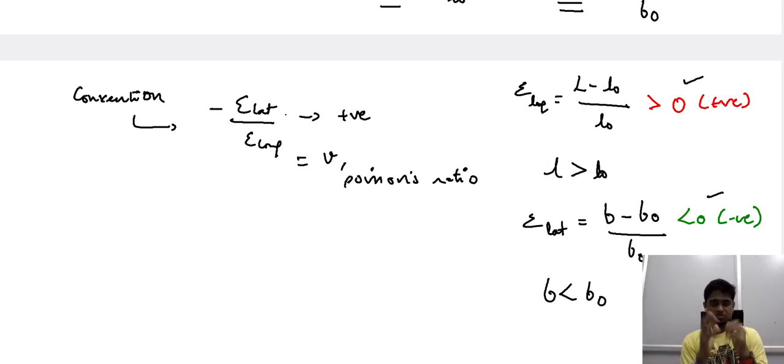So when you see a metal or an alloy that exhibits a lateral shrinkage when you impose a uni-axial tensile loading, so there is an increase in length, and in addition to the increase in length you observe a decrease in the lateral dimension, then that material exhibits a positive Poisson's effect. And the ratio between the negative of the lateral strain and the longitudinal strain is referred to as the Poisson's ratio.